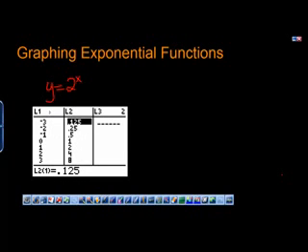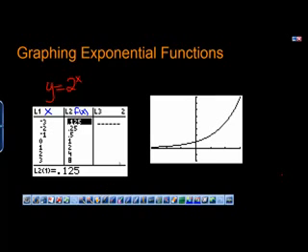As you can see, list 1 is my x, list 2 is my f of x, or my y. 2 to the first power is 2, 2 to the second power is 4, 2 to the 0 power is 1, and so on. When we plot the points on the coordinate plane, we get the following graph.